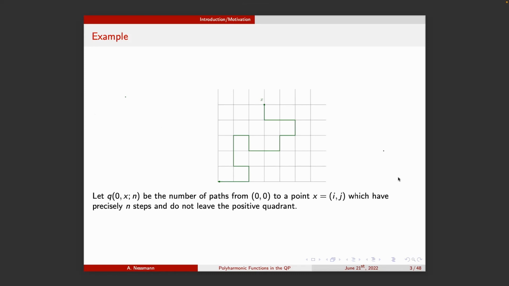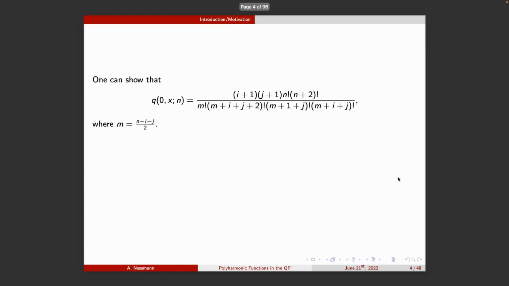We just count the number of lattice paths, in this case just with north, south, east, west steps, from the origin to a certain point x with coordinates i, j. We require our path to be completely contained in the quarter plane, and we want to know, for a fixed number of steps, how many of these paths we can find. This example is very useful because, as mentioned in the morning, there's an explicit formula, which means we have a very easy time computing asymptotics in this case.